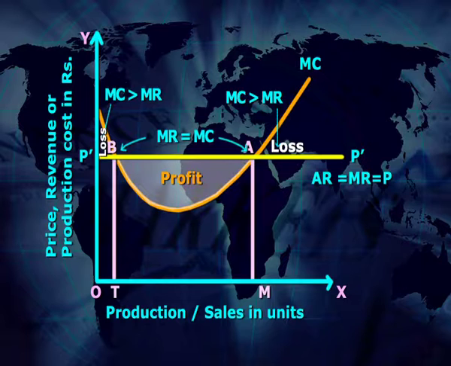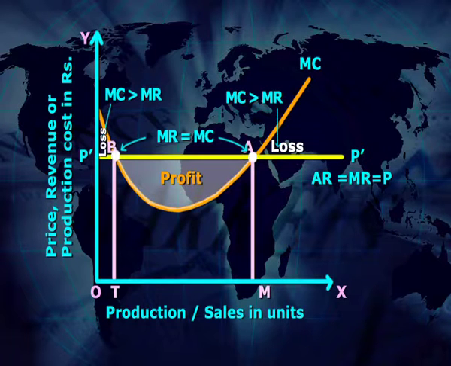Explanation of the diagram. In this diagram, we measure production or sales of the commodity of the firm in units on the OX axis and price, revenue and production cost of the commodity of the firm in rupees on the OY axis. In the market of perfect competition, price OP dash is determined by market forces. Therefore, in this figure P dash is the price line or average revenue line or marginal revenue line of the firm.